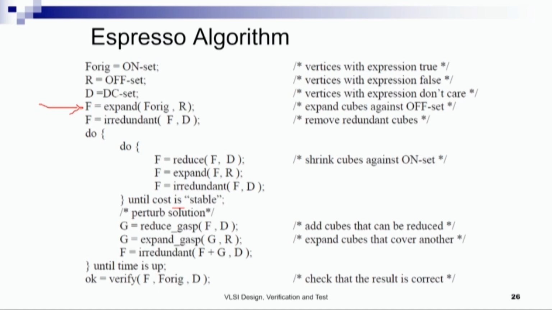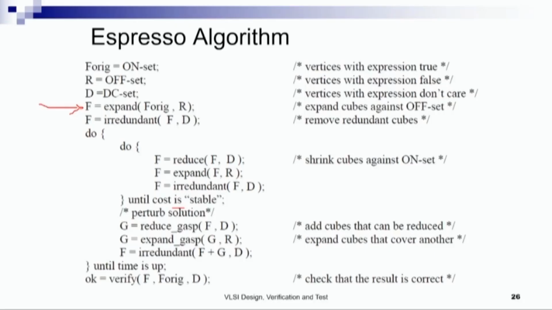Once a direction of expansion is chosen, then it is fixed and the cube can expand further only in that direction. This is what expand does. So it keeps the direction of expansion fixed. When you cannot expand in that direction anymore, you obtain a prime implicant, right?